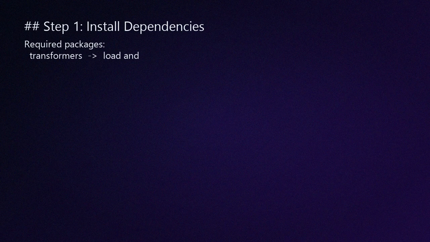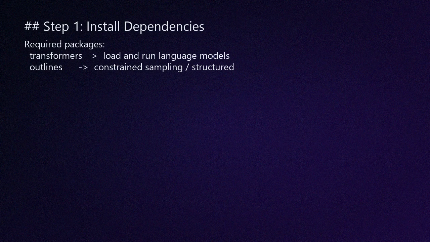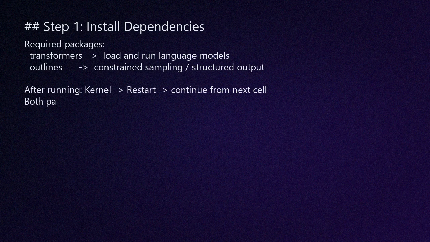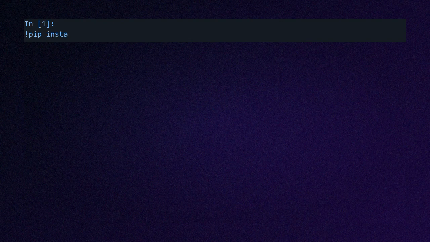We need two packages for this chapter: transformers for loading and running GPT-2, and outlines for constraint sampling later in the chapter. Outlines is a pure Python library that works on any CPU, no compilation, no GPU required. It enforces output structure at the token level, which is a technique we will use to guarantee valid JSON output every single time. Run this cell once, restart your kernel, then continue. We install both packages in one shot.